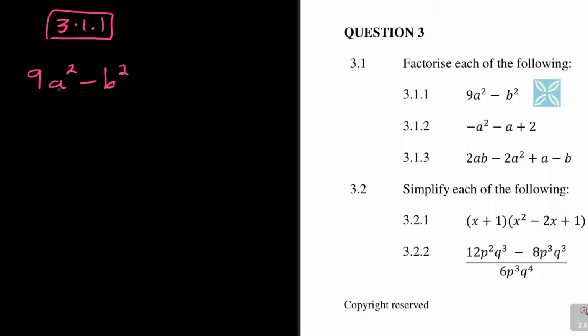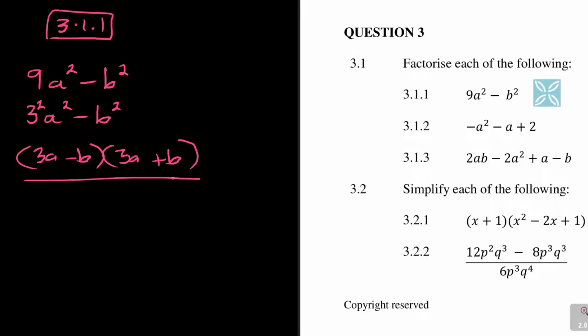This is a difference of 2 squares. You convert that 9 to 3 squared. Remember, 9 is 3 squared. a squared minus b squared. When it's squared, you do this because it's a square. I always say to my students, pretend you don't see this. What are you going to write? 3a minus b. That's what you write first, then the next one is 3a plus b. That's a difference of 2 squares.